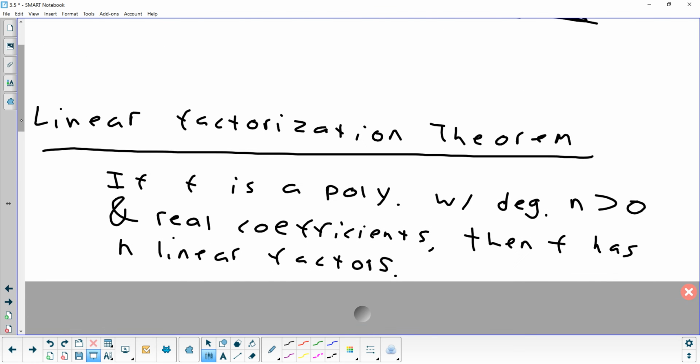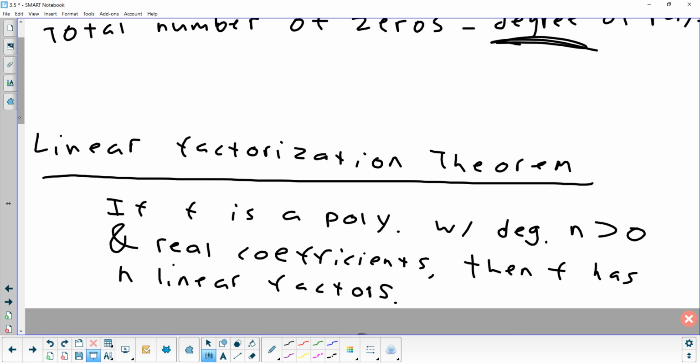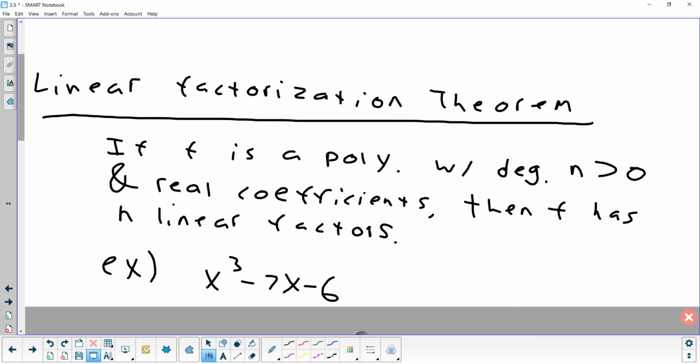And what that means is, since the number of roots in a problem is always the same as the number of factors, we can write that down as a theorem. If you have a polynomial and the degree is greater than 0, and you have real coefficients, like that. There's a polynomial with a degree 3, and all the coefficients are real, 1, -7, -6. You will always be able to take that and factor it into n factors.